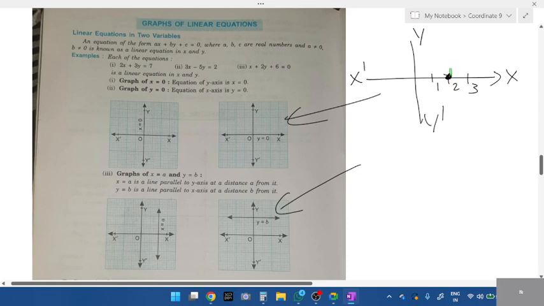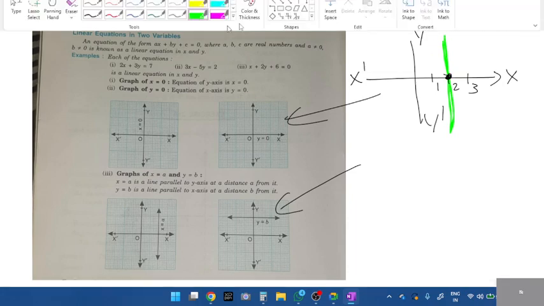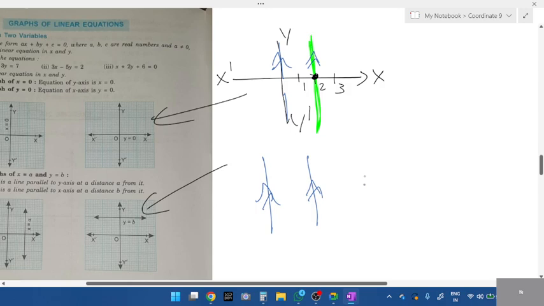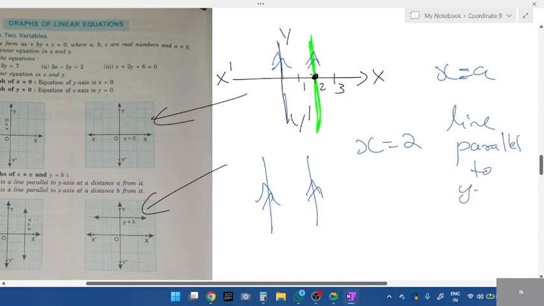X-axis. I'll draw a straight line like this. This green line is parallel to which axis? It is parallel to the y-axis. So from this we have understood whenever x has a value, students, that value is 2. I'll take value a. Whenever x has a value, that line will be parallel to the y-axis.